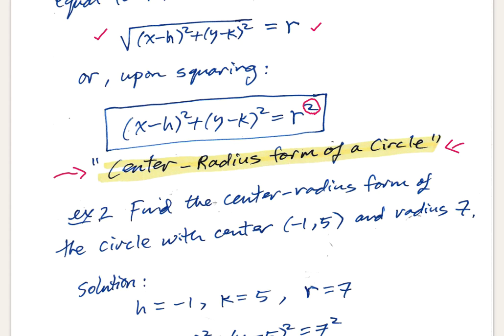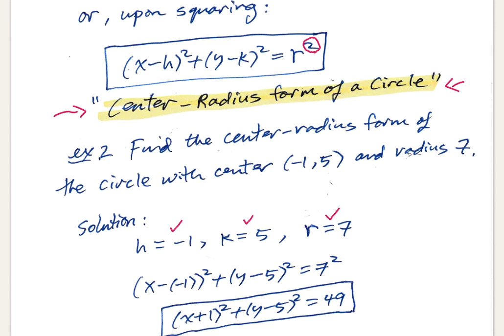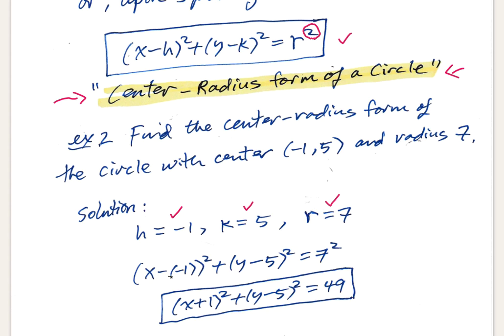Okay, let's go ahead and take a concrete example. Find the center radius form of the circle with center (-1, 5) and radius 7. Well, you can see here the h would be -1, the k would be 5, and r would be 7. So we just have to stick those numbers in our formula up here, and then we're in business. So I've got (x minus -1) squared plus (y minus 5) squared equals 7 squared. Again, don't forget to square the 7.